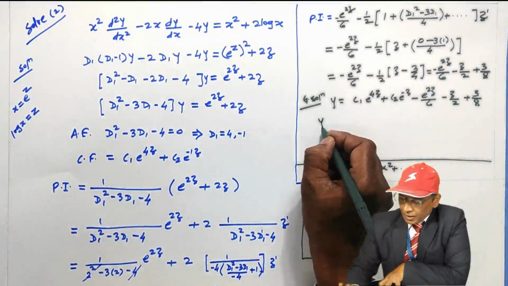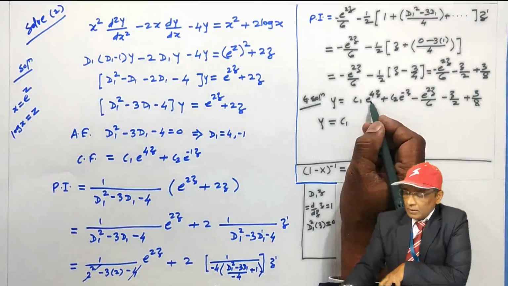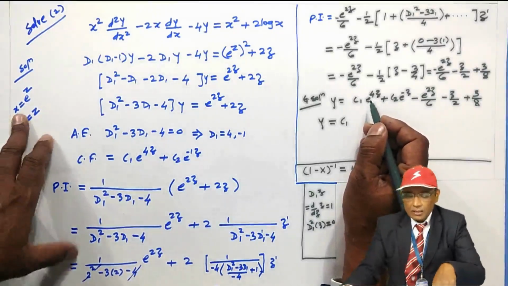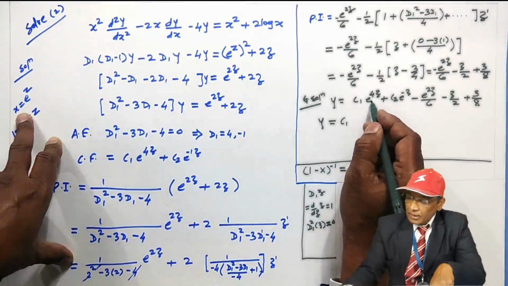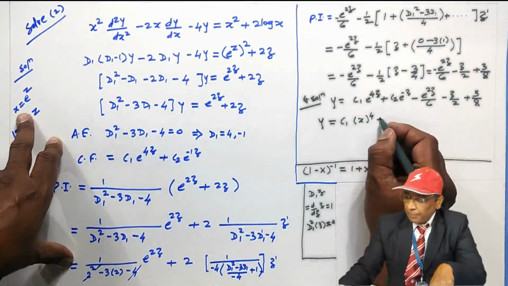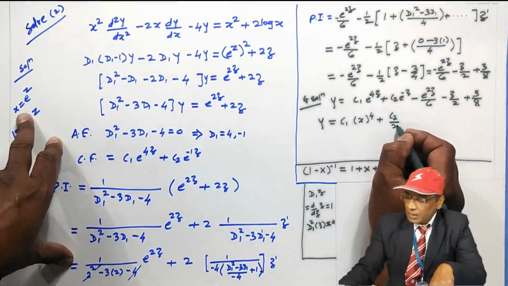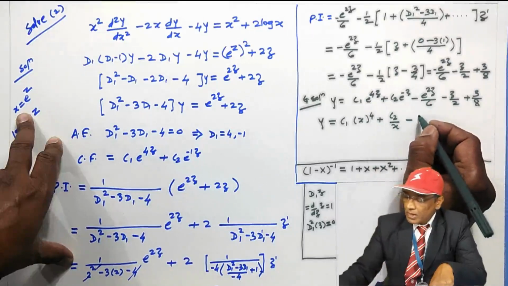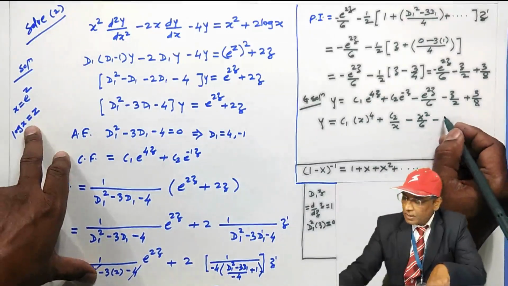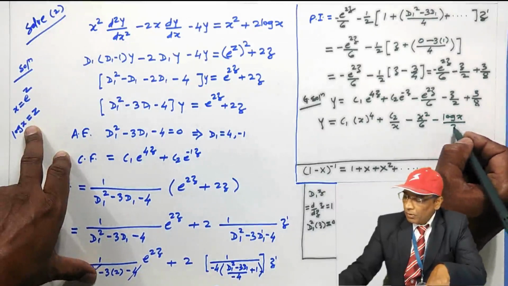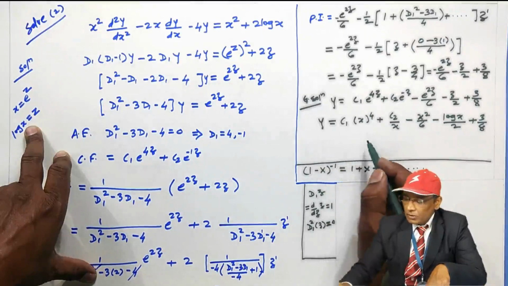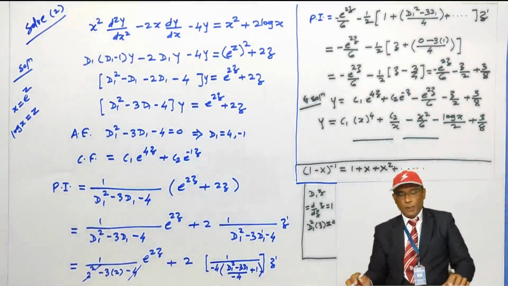Finally, write down z in terms of x now. e raised to z is what? x. See here, e raised to z is x. Then e raised to 4z will be x to the power 4. c2 e to the power minus z is 1 by x. e to the power 2z is x square. What is z? It is log x. 3 by 8 as it is. Okay, so this is the general solution to the given differential equation.